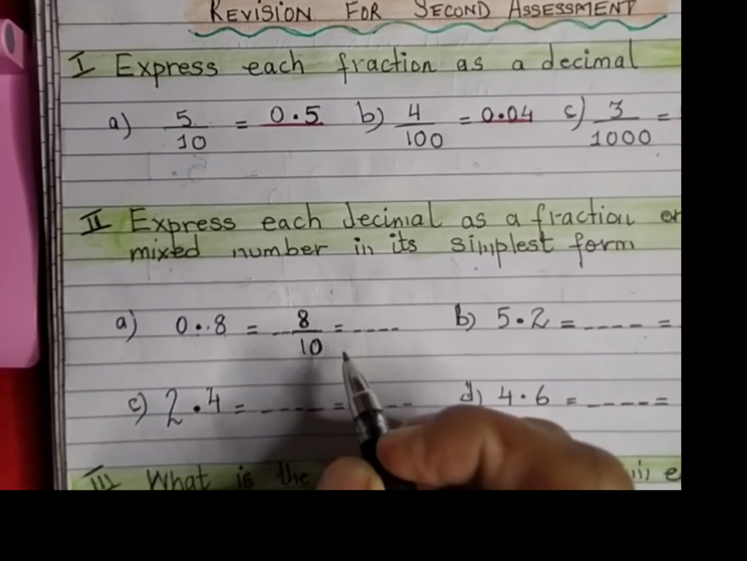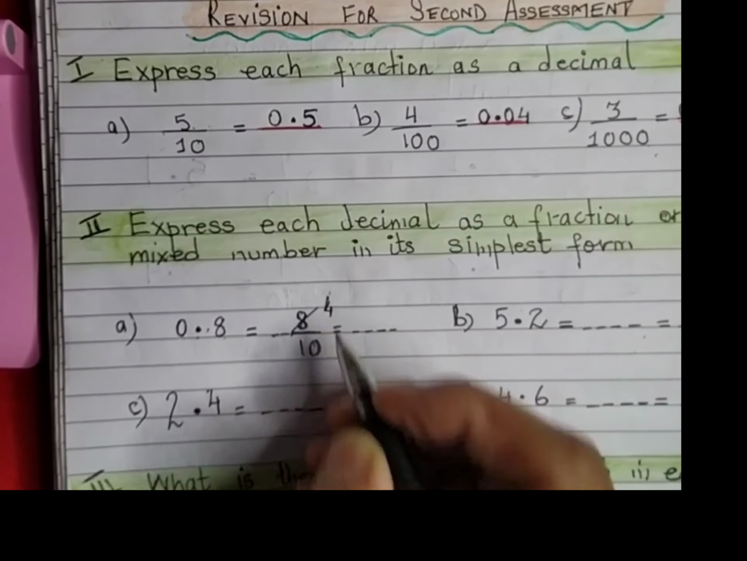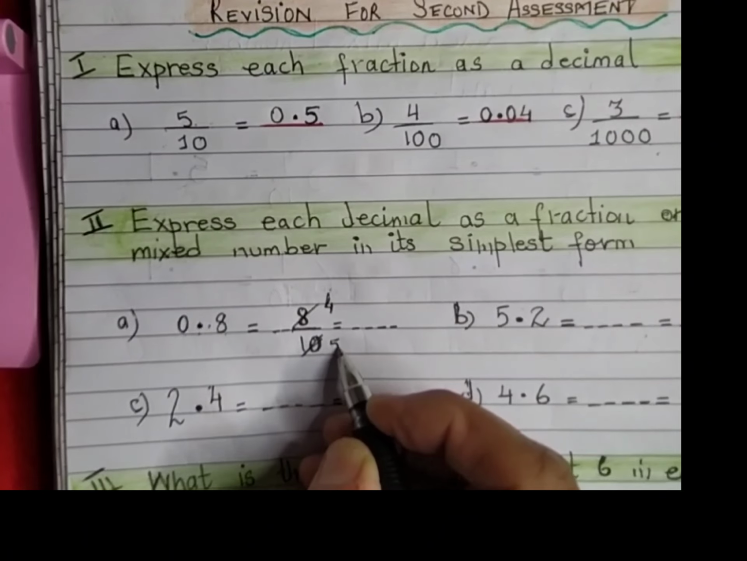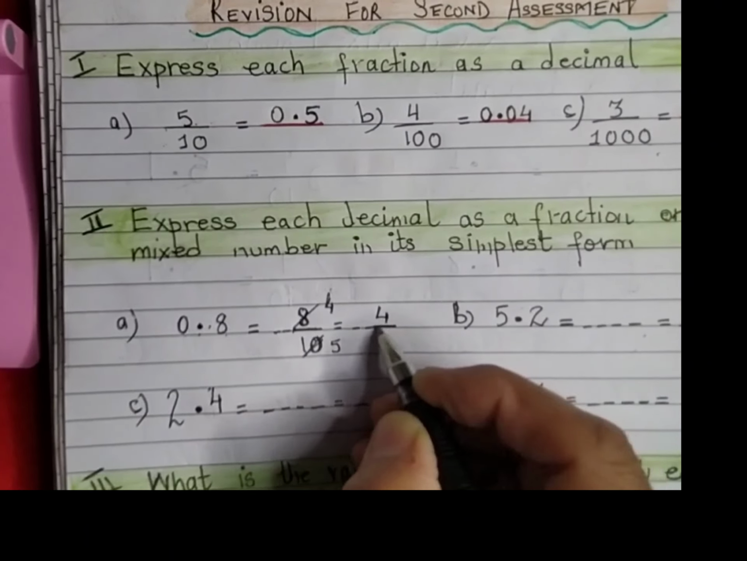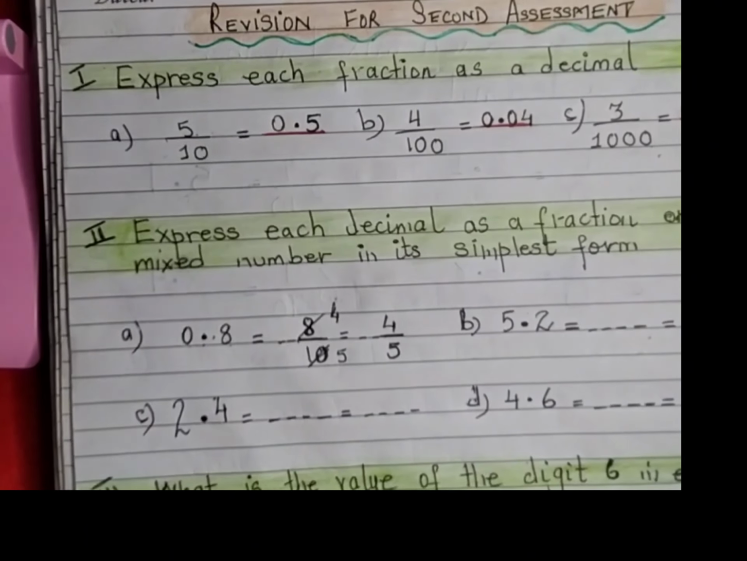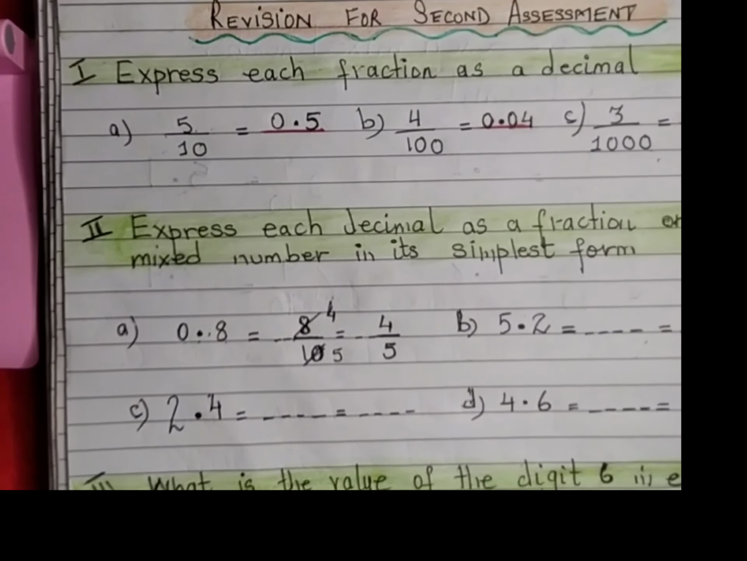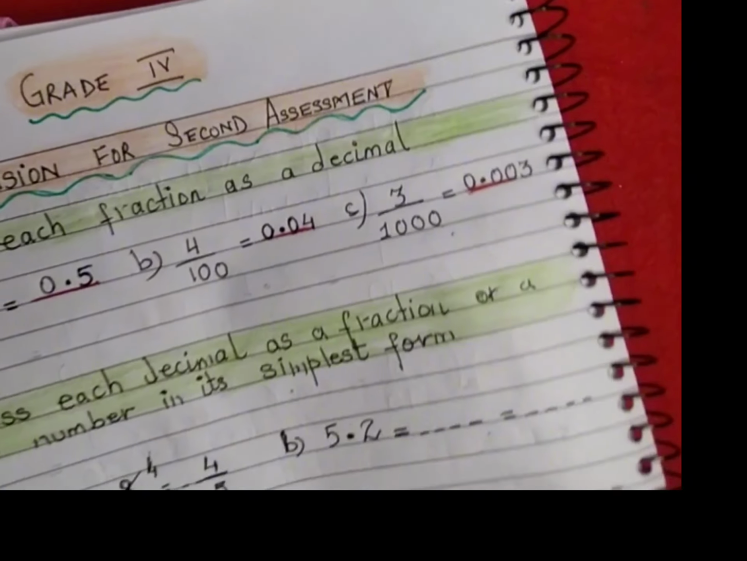2 what's are 8? Cut it off. 2 4s are 8. 2 what's are 10? 2 5s are 10. So what do you get here? 4 upon 5 will be your answer. Let's move on to the second part. And the second part is, let's give me a while.